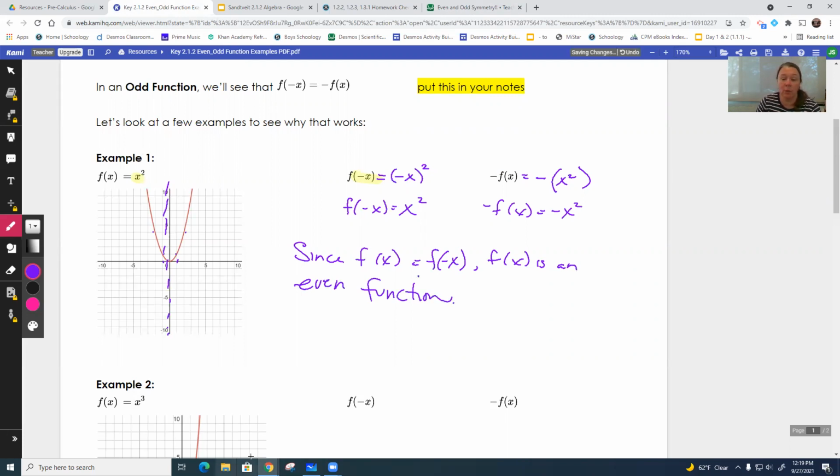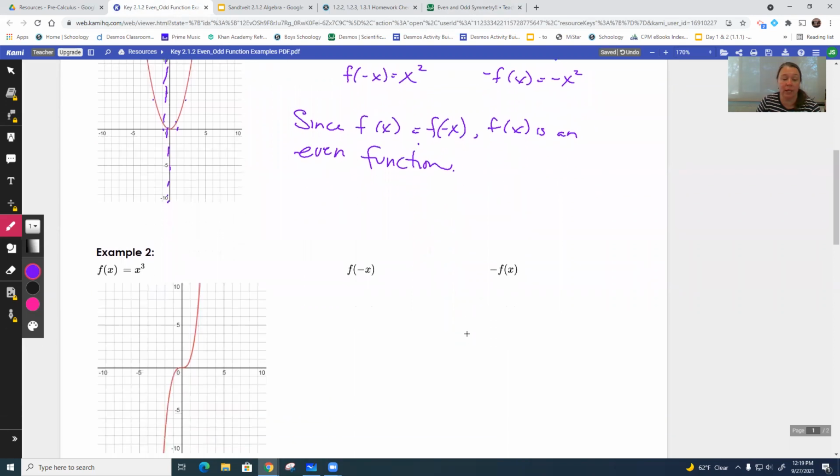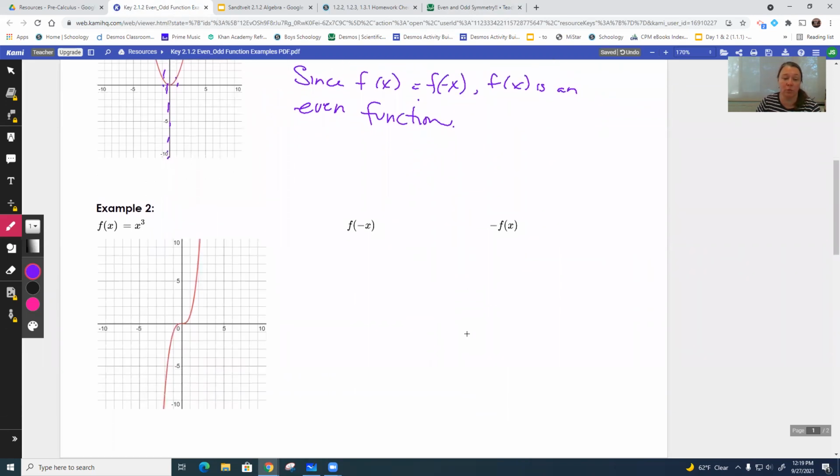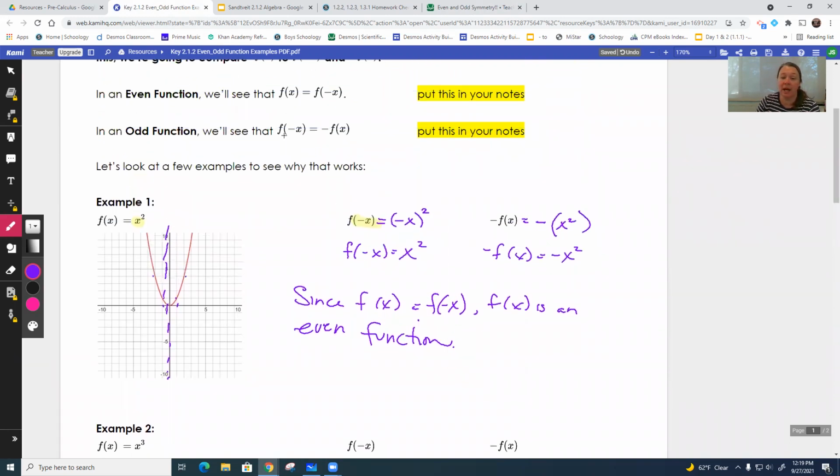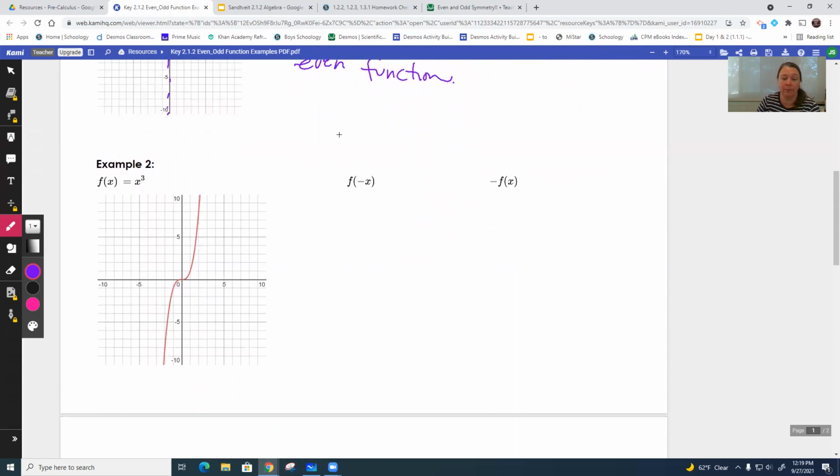All right, so now let's look at one where we know it's odd. So this is x cubed, and if I rotate this, this is one of the examples that was in Desmos. It would land right back on top of itself if I rotate it 180 degrees about the origin. So what I had set up here is if things are odd, it means that f of the opposite of x is equal to the opposite of f of x. All right, so let's see what I mean by that here.